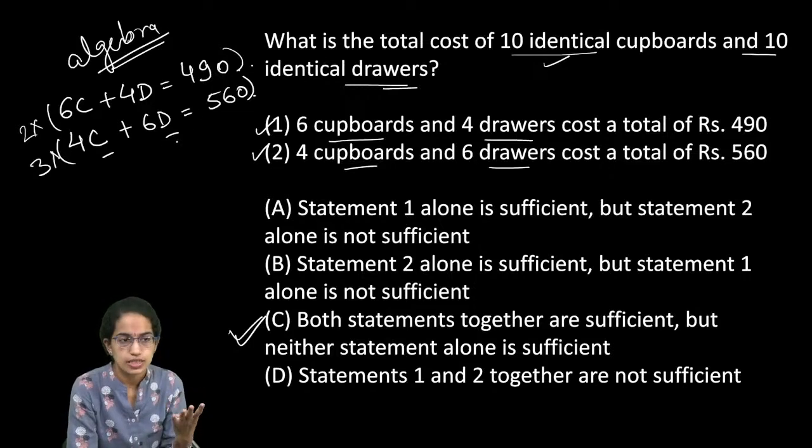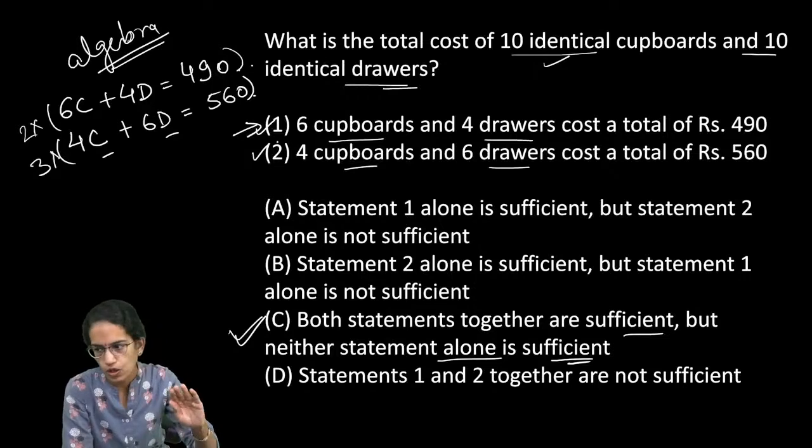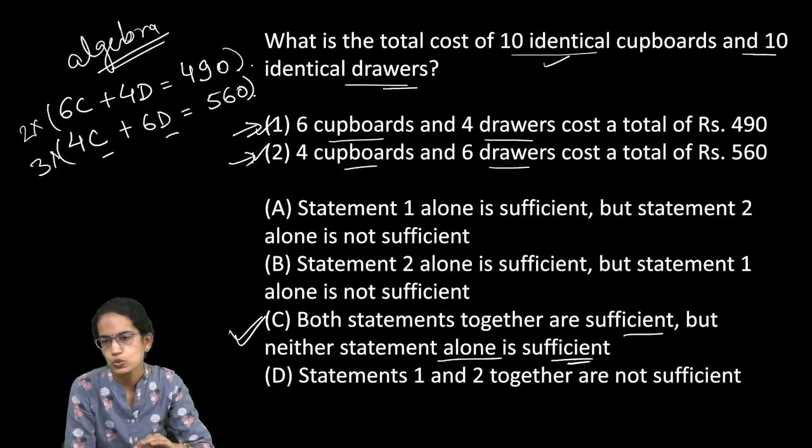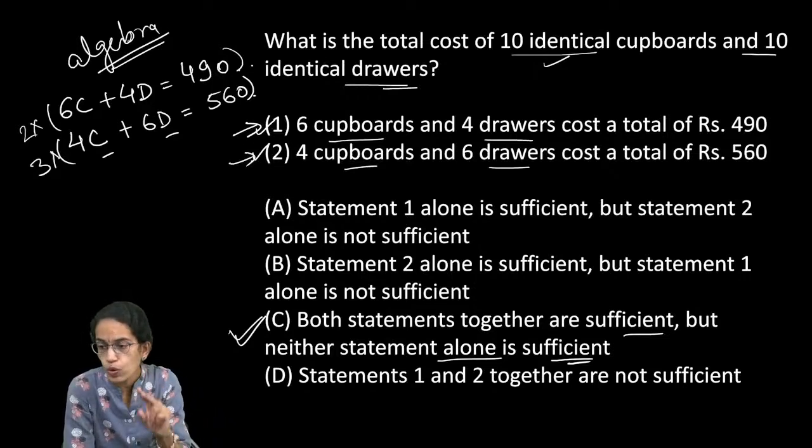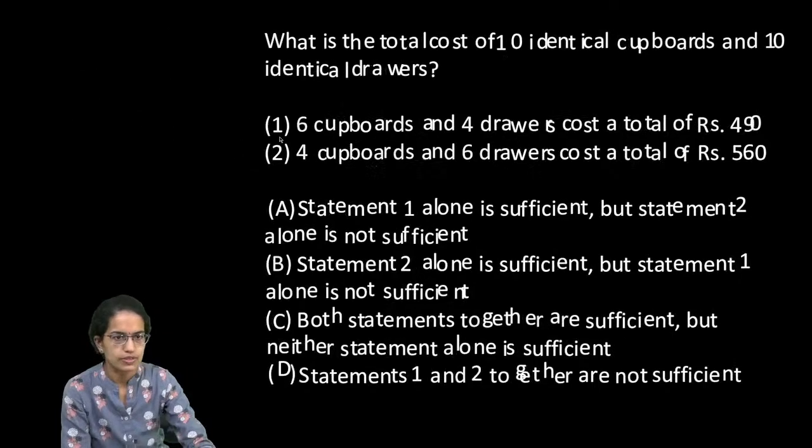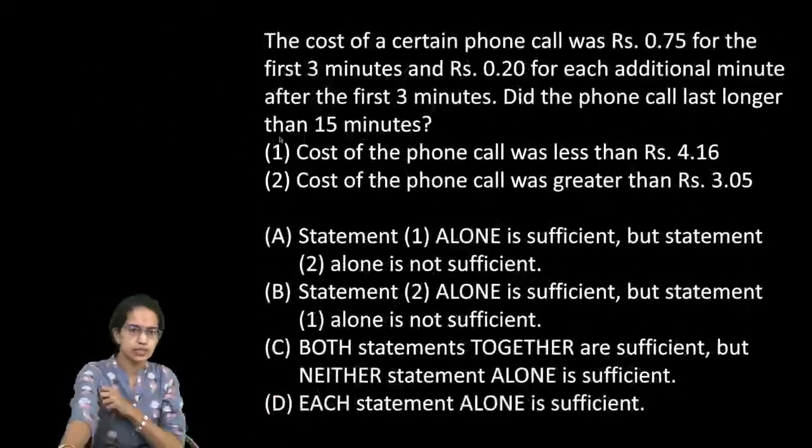Now for these linear equations with two variables, we require both the statements. Both of them together are sufficient, but neither of them is sufficient alone. If I just use equation 1, I cannot solve it. If I simply use equation 2, I cannot solve it. I require both the equations in order to solve this question. Clear? So this was the first type of question that we discussed. Let's move to another question.